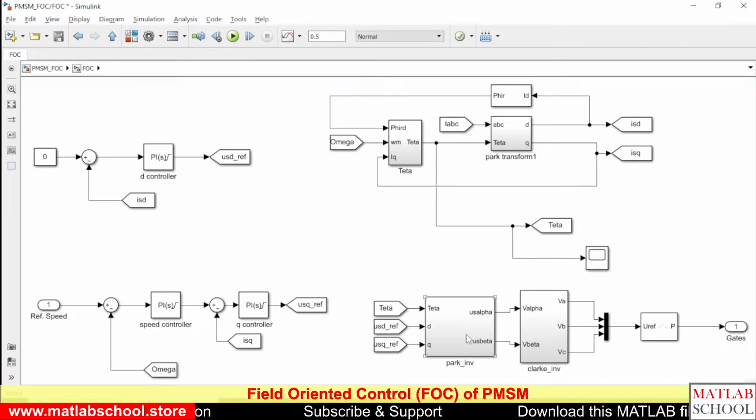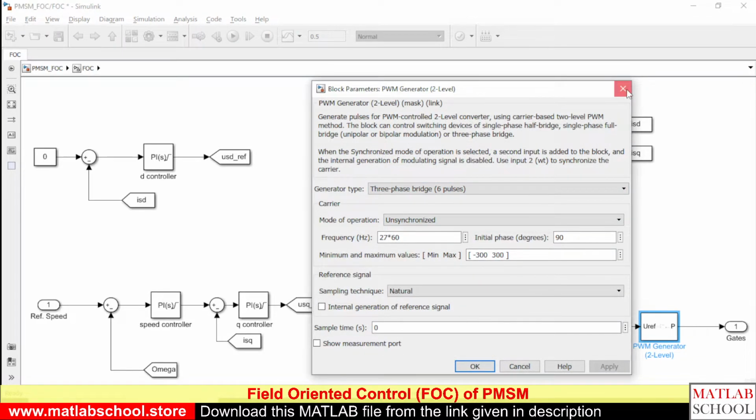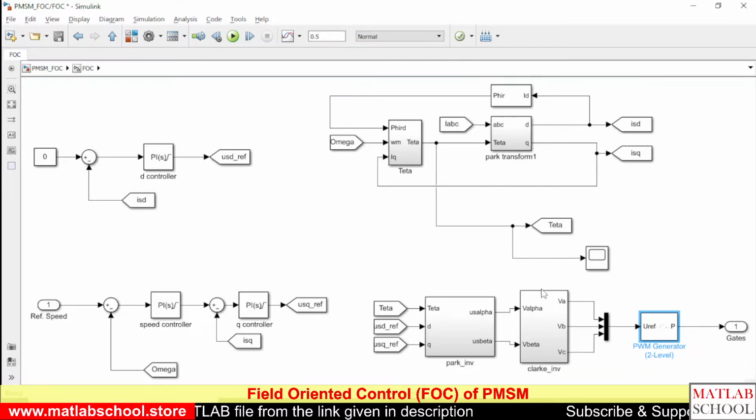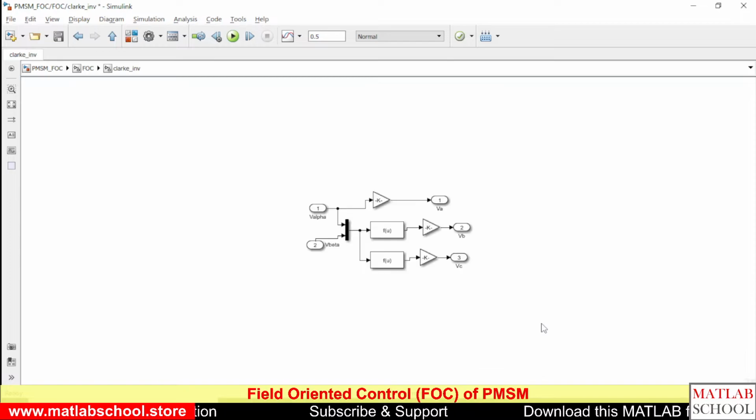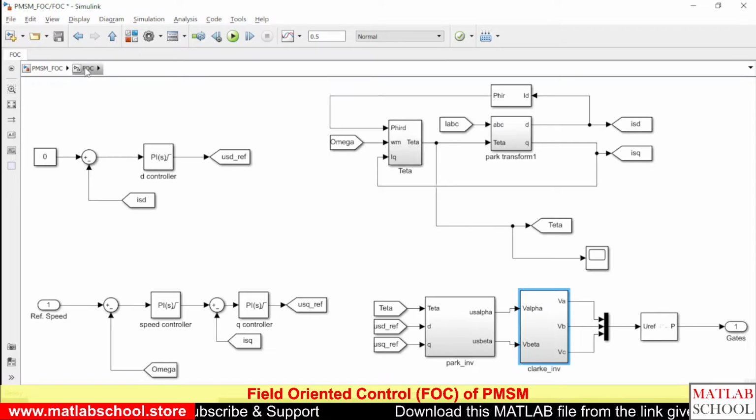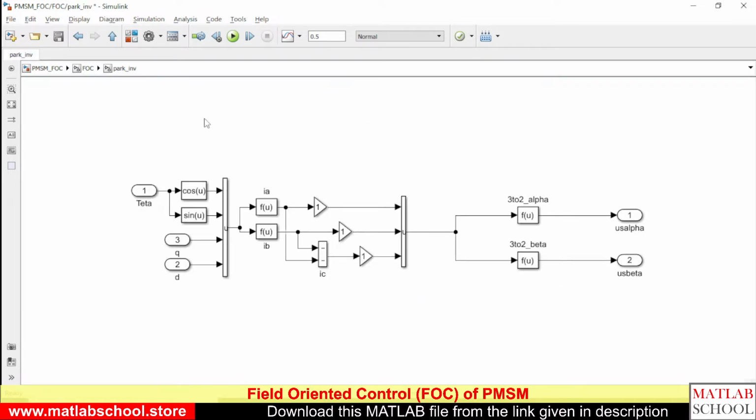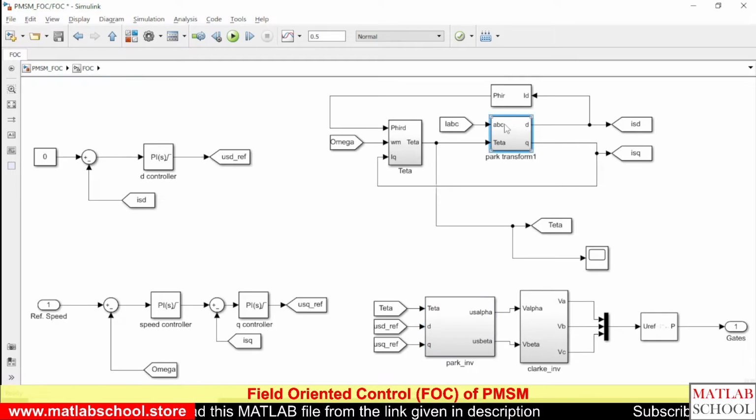It resembles a two-phase sinusoidal wave, and the output of this Park's inverse block will be given as input to the second block, that is the Clarke inverse transformation. This Clarke inverse transformation block will convert alpha beta voltage to corresponding VA, VB and VC voltages, three-phase voltages, and this block will convert the corresponding voltages to 6 PWM signals for all the switches in the inverter. So these are the things inside the Clarke's inverse transformation block and the Park inverse block. This is Park's transform.